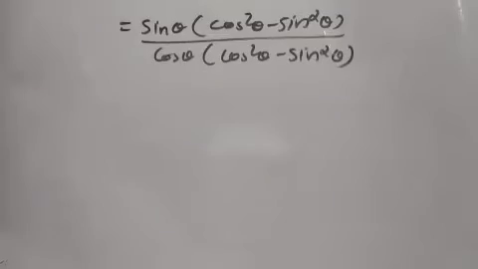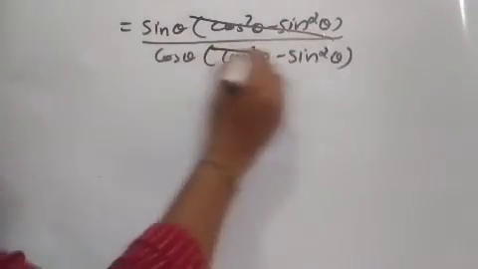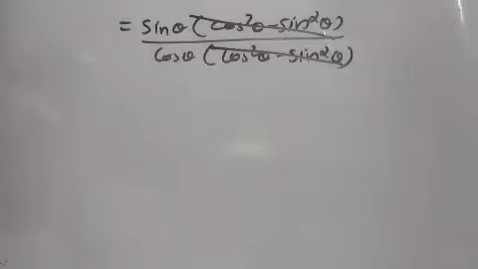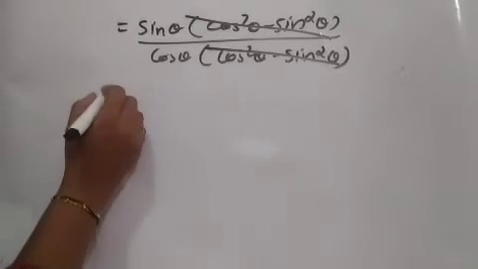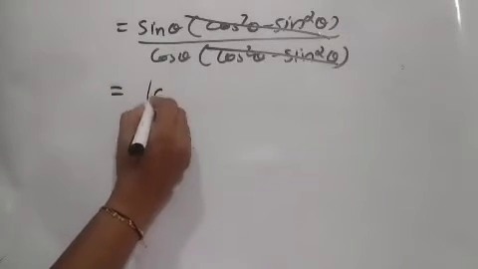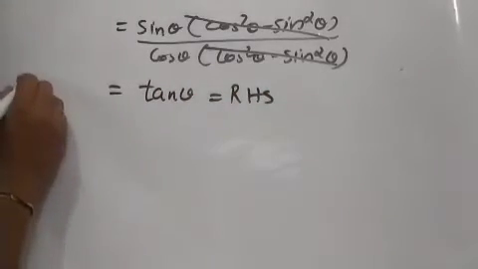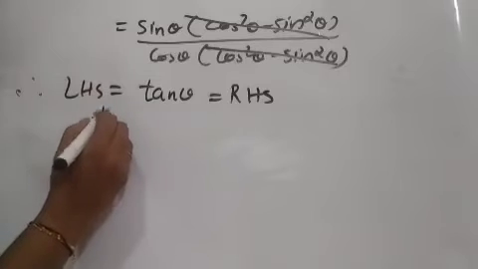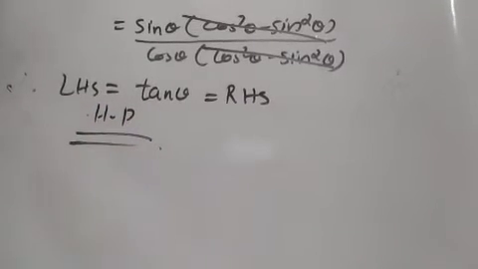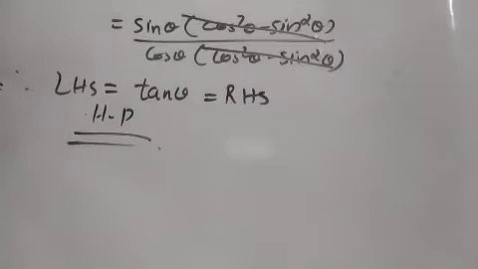Okay, you can see that this group cos square theta minus sin square theta is common on numerator and denominator. Cancel it out. And what is sin theta by cos theta? It's tan theta. That is the RHS, no? Yes. Therefore, we got LHS as RHS. Hence, we proved. Okay. Now, the next is question 39. Square root of 1 plus sin A by 1 minus sin A equal sec A plus tan A.